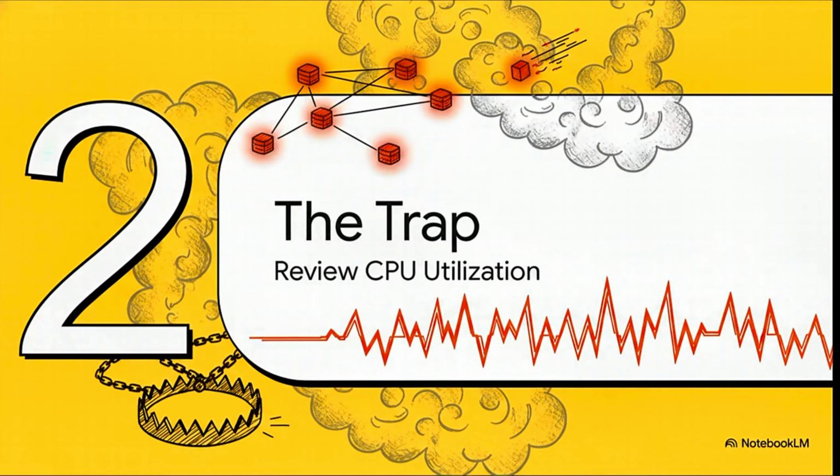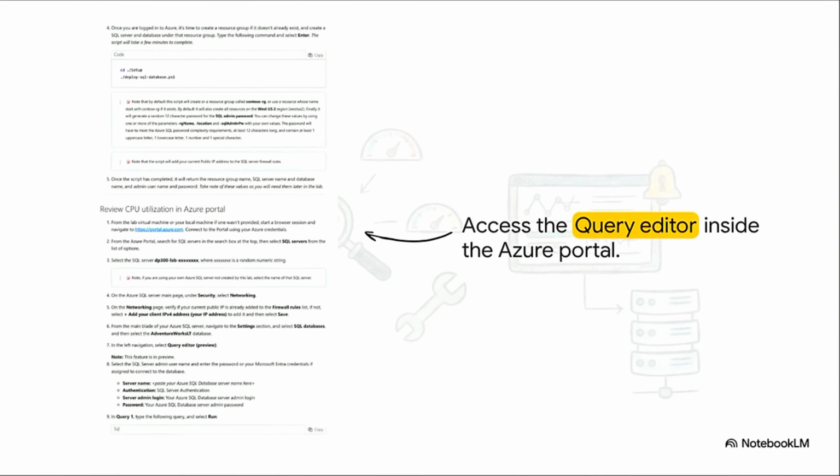Moving on to Section 2, the trap. Let's review our CPU utilization. Okay, so our database is up and running. Now it's time to deliberately sabotage it so we can test out our monitoring tools. To set this trap, you'll navigate over to the Azure portal, search for your newly created SQL server, and head right into the AdventureWorksLT database settings. From the left navigation menu, just fire up the query editor. You log in using those SQL admin credentials generated during your setup script, and boom, you are inside the database, ready to execute some code.